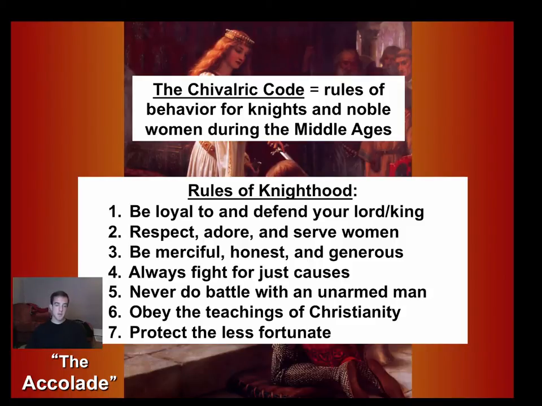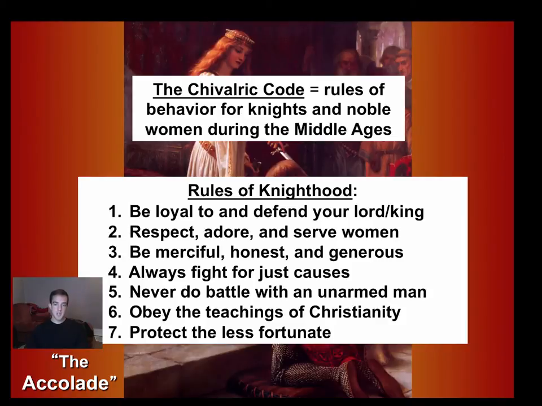Be respectful, adore, and serve women. This is a change. During Anglo-Saxons, you really didn't see women mentioned at all, whereas in the Middle Ages and in the King Arthur time period, everything is done in order to protect and serve women. Not all the knights followed this rule, and bad things happened when they broke it. Be merciful, honest, and generous. So again, we're getting away from this selfish idea.